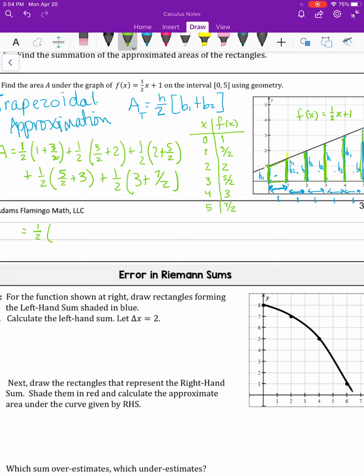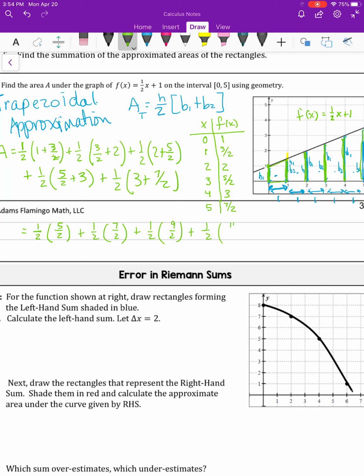So you can see here that I'm just adding up the area of my trapezoids. This is a linear function, and we end up producing trapezoids. This should give us the exact area because it's a linear function.